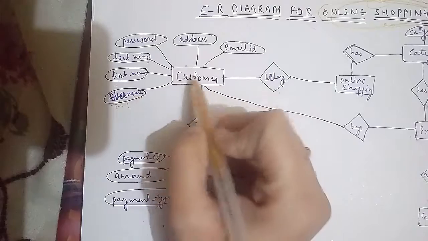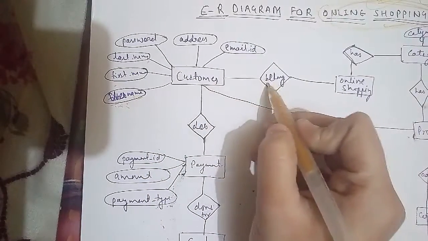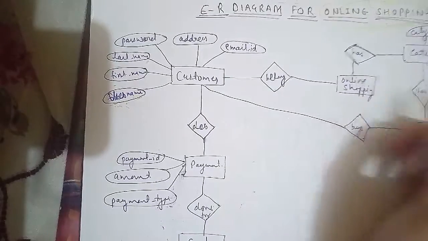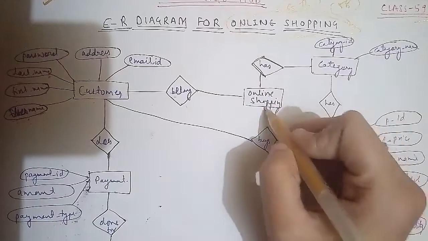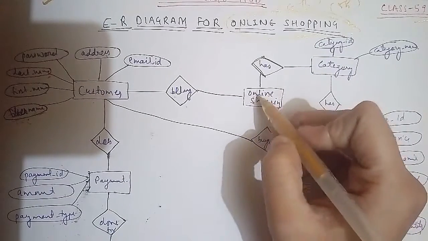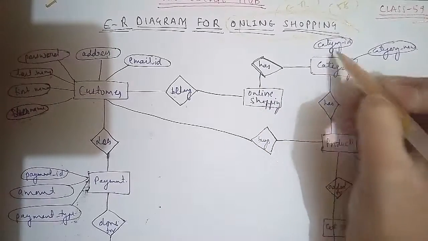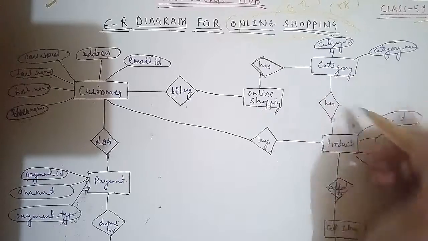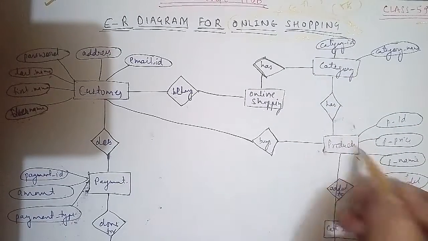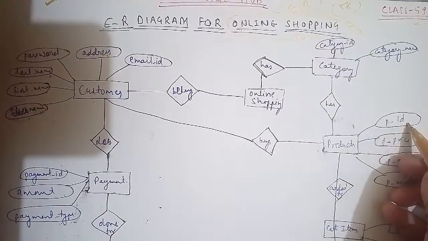And then the customer belongs to online shopping. So what they are doing is online shopping. When they are shopping online, there is the category, that is the category ID and the category name as well. And that category has products, of course, that they buy from online shopping. For the products, we have the product ID, product price, product name, as well as product model.